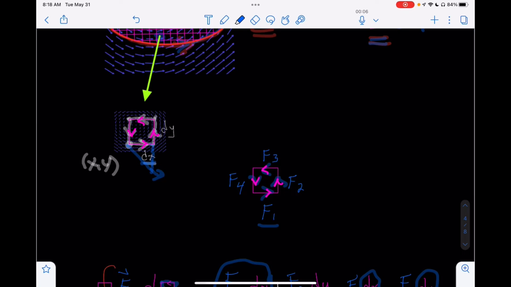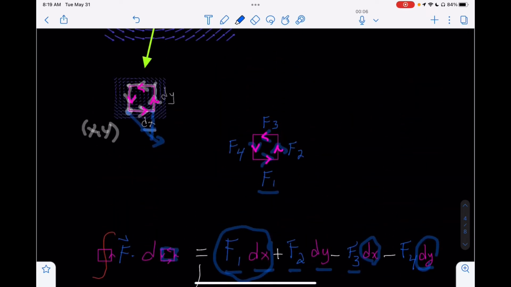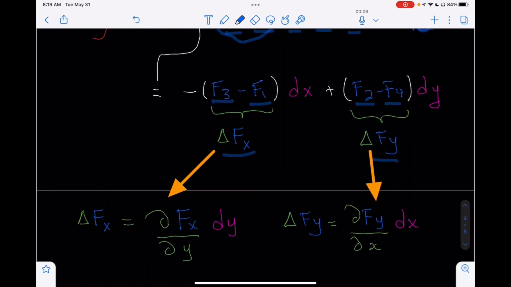But if there's a small difference between F3 and F1, then that difference is what's calculated right there. And same thing in the y direction. So it's the delta of the field, if you want, in the x, and the delta in the y. And the way we do a delta Fx here is by looking at the rate of change of the vector field in the x direction, and it's that rate of change with respect to y, because between F1 and F3, we've moved up dy, and the rate of change is the partial derivative with respect to y times a displacement.